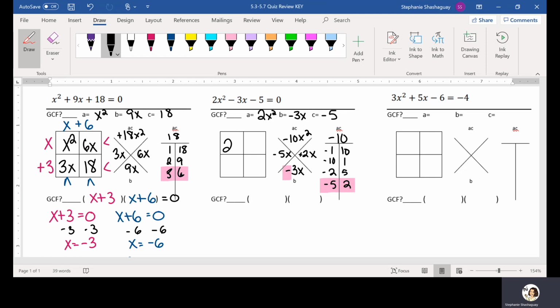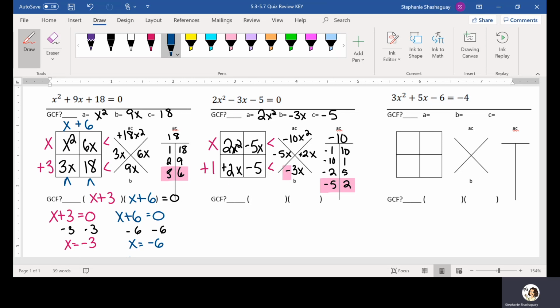So my A term, 2x squared, goes in that top left-hand box. In the bottom right-hand box, I'm going to have negative 5. Then the other two boxes will be the factors that I found, so negative 5x and a positive 2x. Now I can factor. Okay, 2x squared minus 5x, what I have in common is an x. The bottom row, 2x and minus 5, I'm going to have in common just a positive 1.